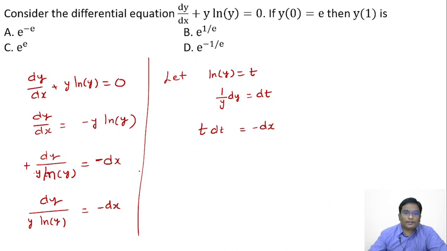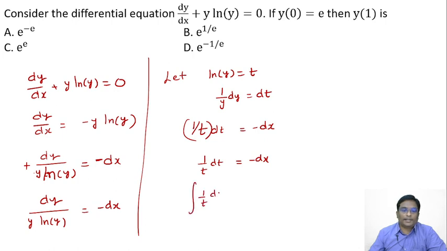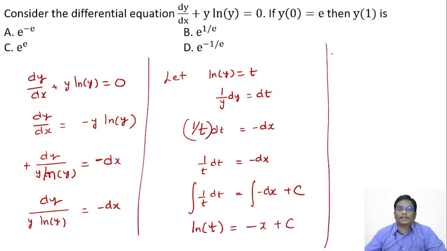I'm assuming ln of y as t. This is 1 by t dt, which is nothing but minus dx. Let us apply integration on both sides: integral of 1 by t dt equal to integral of minus dx plus some constant. This is ln of t equal to minus x plus c. And what is t here? T is nothing but ln of y, equal to minus x plus c.